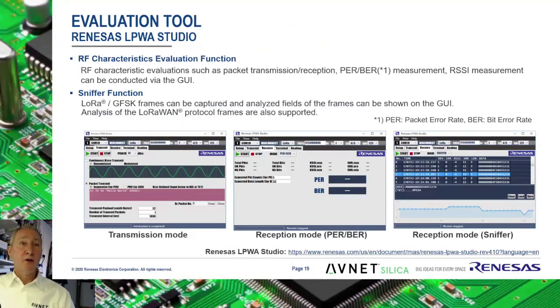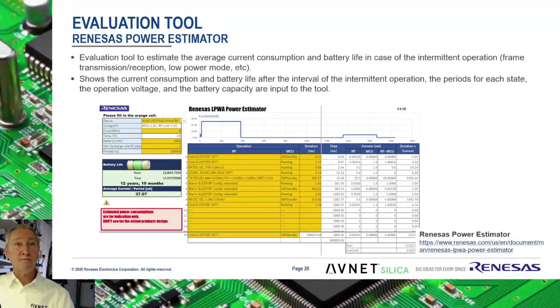The RF characteristics tool, called LPWA Studio, is a PC-based application that communicates with the RA2E1 microcontroller through a serial USB connection. The power evaluation tool is a customizable interactive Excel sheet.